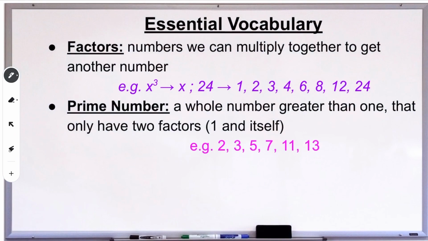Factors are numbers we can multiply together to get another number. For example, x cubed has a factor of x because x times x times x will give you x cubed. We know this from the laws of exponents.